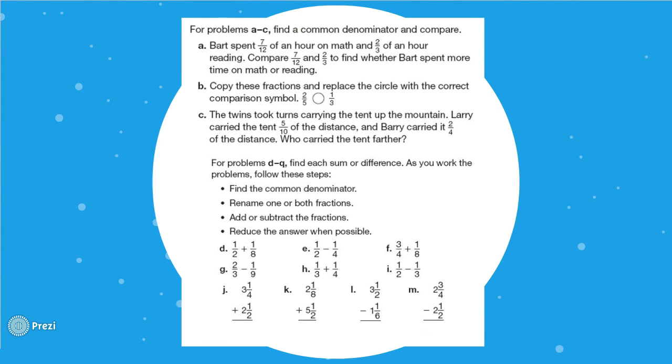All right, here's your lesson practice. You need to find the common denominator for A through C and then compare the fractions. You need to find that common denominator first. Now you can compare. And then for the ones on the bottom, just make sure that you find the common denominator, rename one or both of the fractions if you need to, then add or subtract the fractions, and then at the end we reduce the answer when possible. Always reduce your answers when possible, okay?